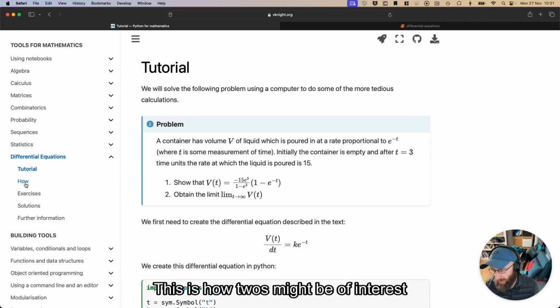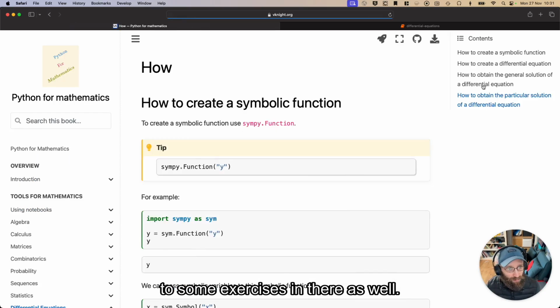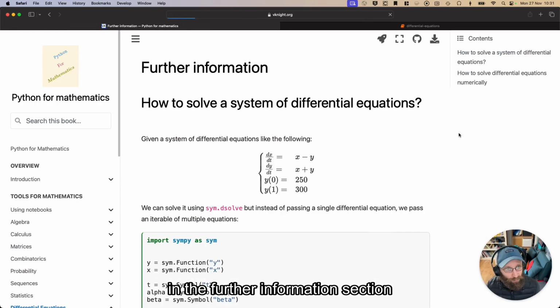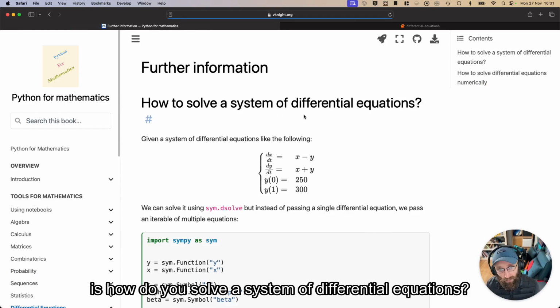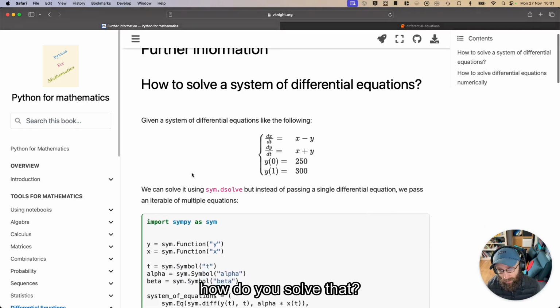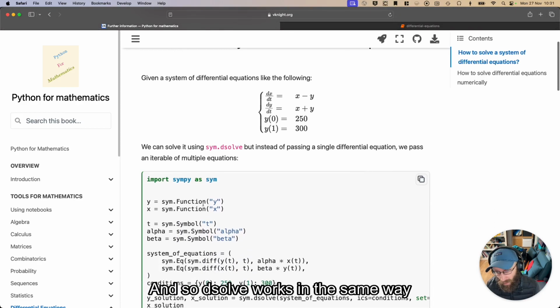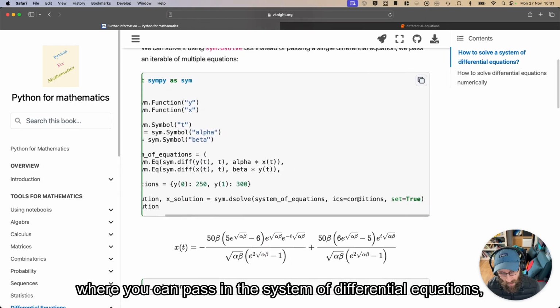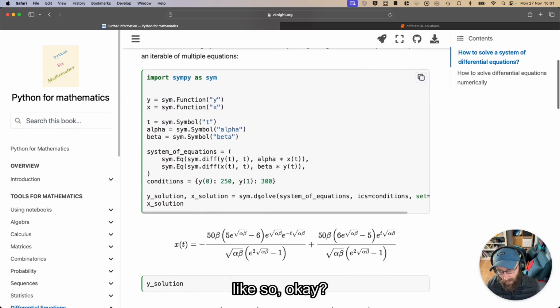There are some how-tos that might be of interest, and some exercises in there as well. The other thing that might be of interest in the further information section is how you solve a system of differential equations. So if you have a system of differential equations like this, how do you solve that? And dsolve works in the same way, where you can pass in the system of differential equations, like so.